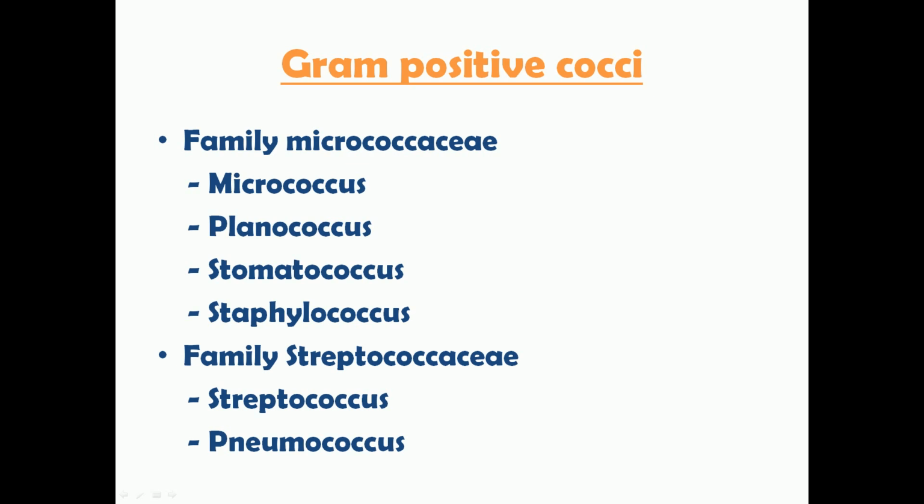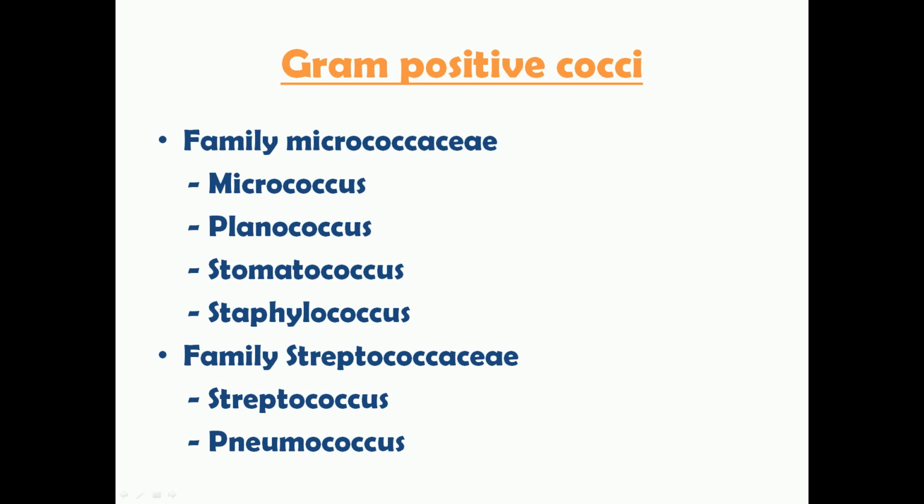So the gram-positive cocci are further classified into two families, family Micrococcaceae and family Streptococcaceae. The family Micrococcaceae includes four genera, starting from Micrococcus, Planococcus, Stomatococcus, and Staphylococcus. The other family, Streptococcaceae, includes Streptococcus, Pneumococcus, and it also included one more genus known as Enterococcus. But now Enterococcus is placed in a separate family known as Enterococcaceae. We will not be discussing Streptococcus in this video.